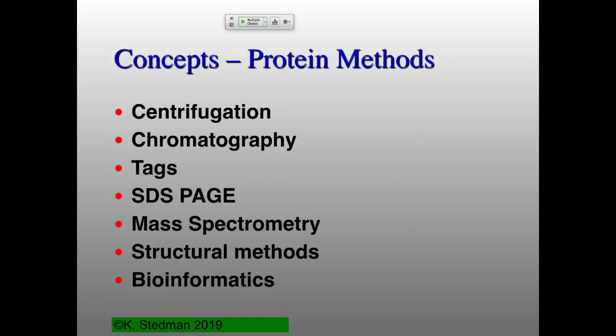Other questions, comments, concerns, worries? Okay, so now we'll switch gears, talk about protein methods. Make sure we got the right answer. Talk a little bit about some protein methods.